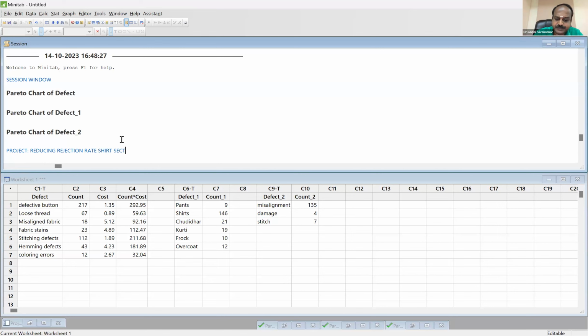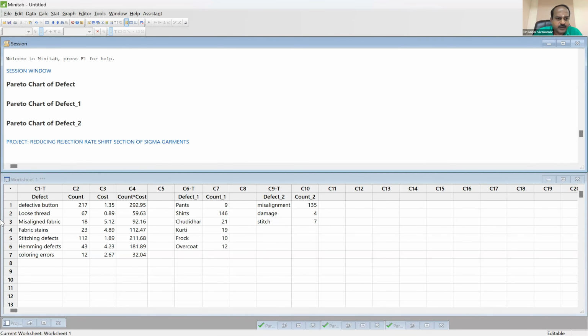In the shirt section, right? Of Sigma garments. So this is our project. All of you, do you understand? Reducing the rejection rate in the shirt section of Sigma garments. Now let us deep dive.